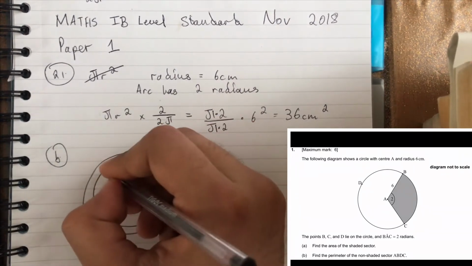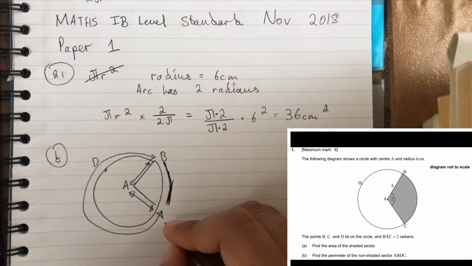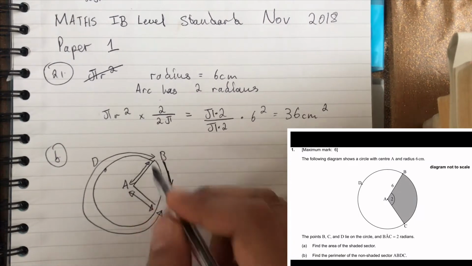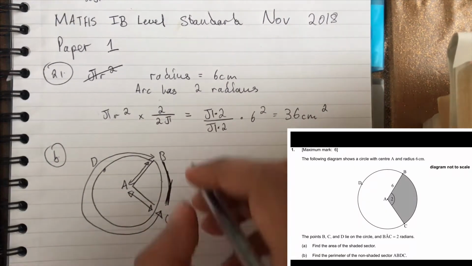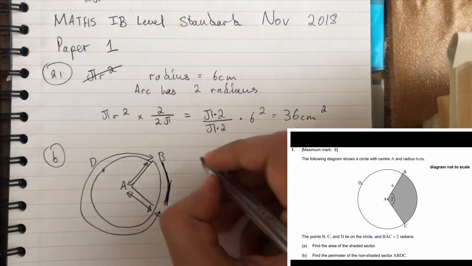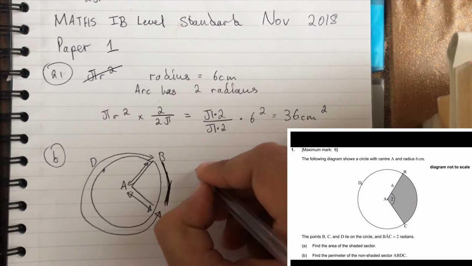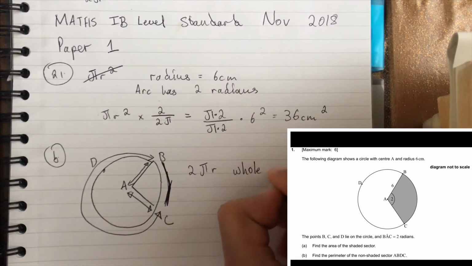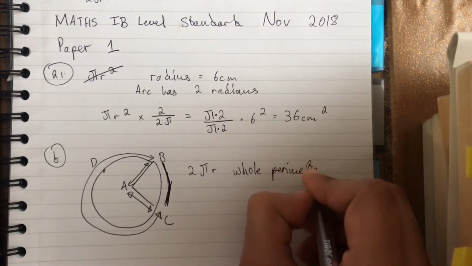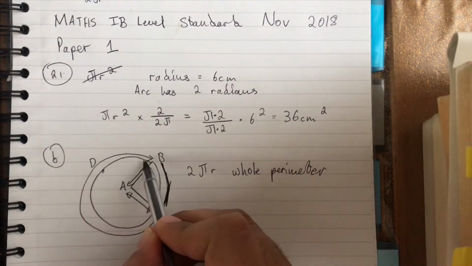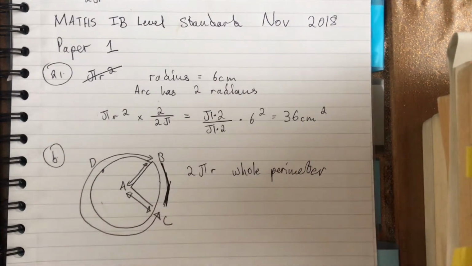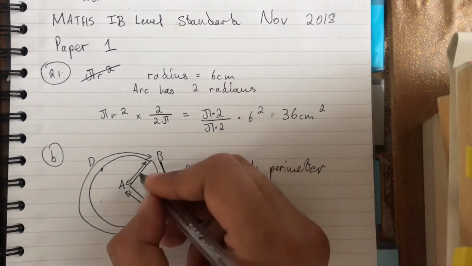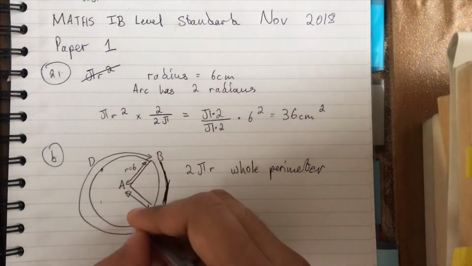So let's annotate the circle a bit. A, B, D, and C. We want all those lengths put together. I repeat, all those lengths put together. Now, we know the perimeter of the whole circle is worked out by 2 pi r. Furthermore, we also know that the radius, the A and the C, are both given to us and are 6.